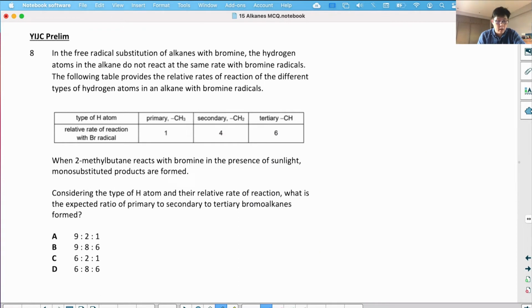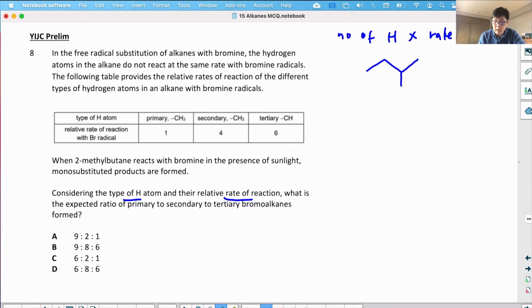Question 8. This one is quite similar, so I'm going to do it very quickly. When 2-methylbutane reacts with bromine, 2-methylbutane is like this: 1, 2, 3, 4. Consider the type of hydrogen and the relative rate of abstraction. As I told you just now, the ratio will be the number of hydrogens times the rate of abstraction. What is the expected ratio of primary to secondary to tertiary bromoalkane?